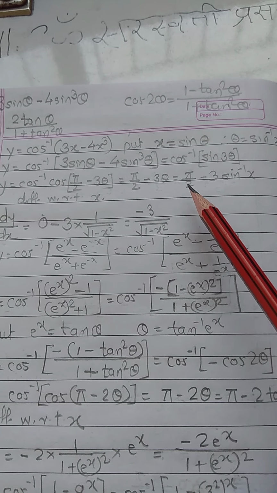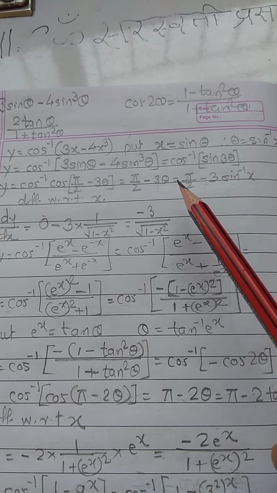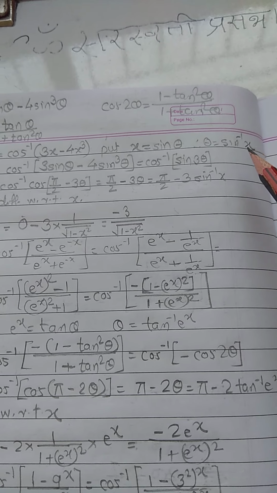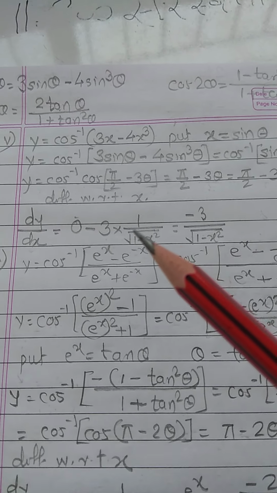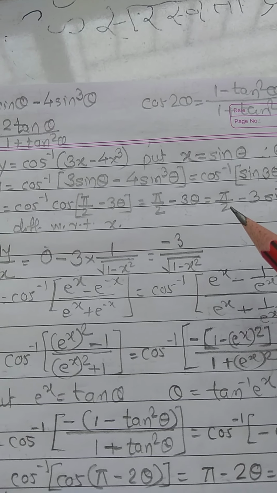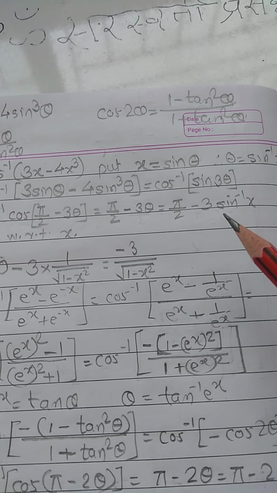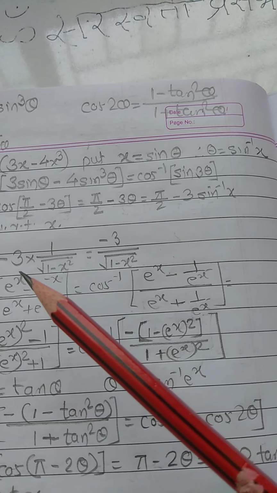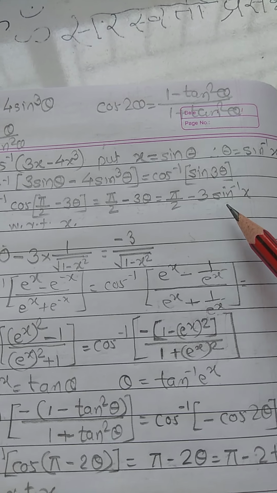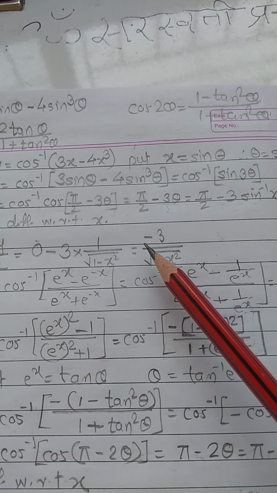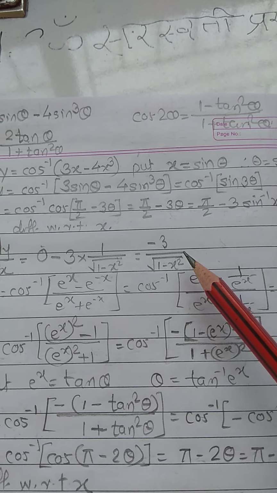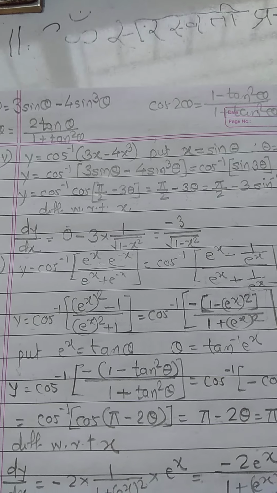That is equal to pi by 2 as it is, minus 3 as it is. This theta is nothing but sine inverse of x. Now differentiating with respect to x, we will have derivative of pi by 2 is 0 and 3 the constant as it is along with variable, and derivative of sine inverse is 1 upon root of 1 minus x square. Final answer is minus 3 upon root of 1 minus x square.